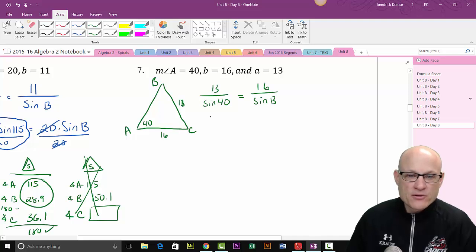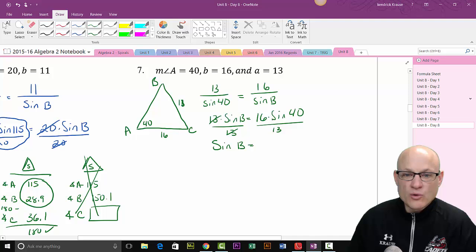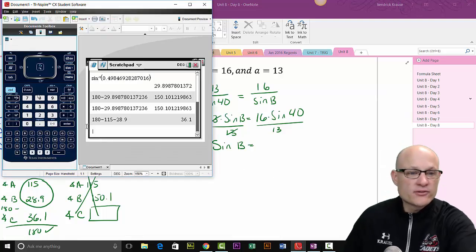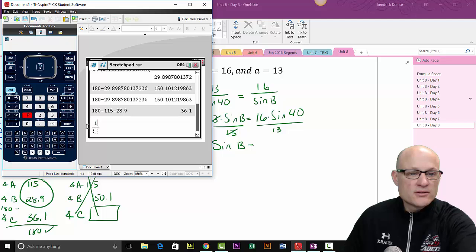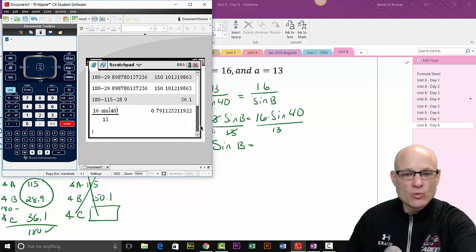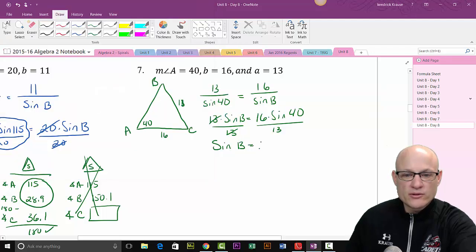Same math then, right? 13 times the sine of B is equal to 16 times the sine of 40. Divide by 13. And you get sine of B equals whatever that is. So we've got to do that. 16 sine 40 over 13. 0.7911232.